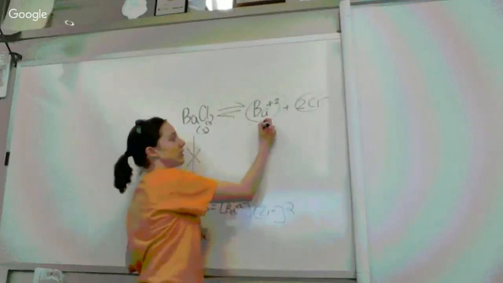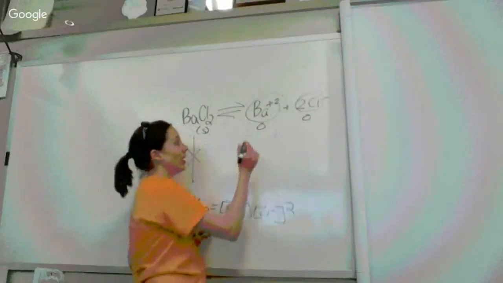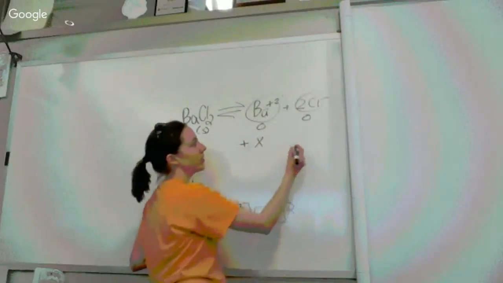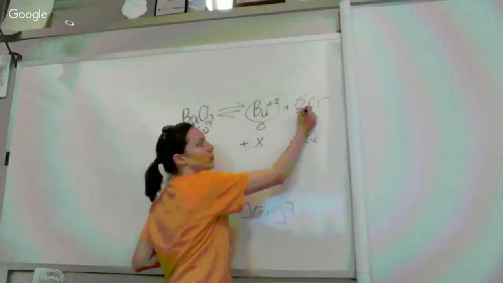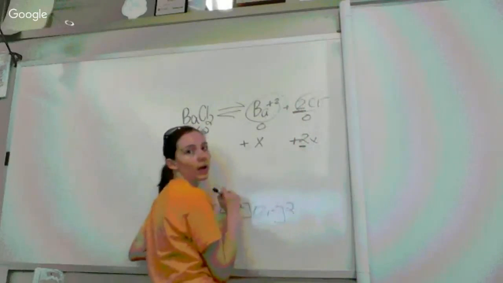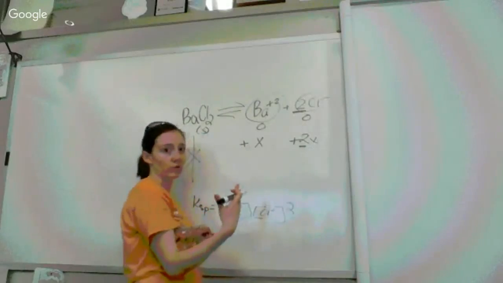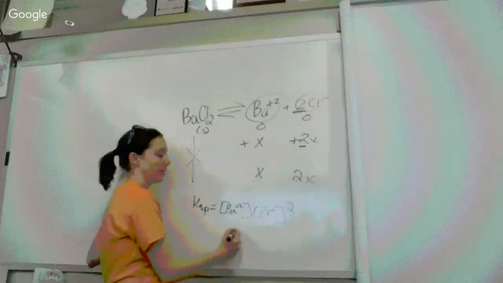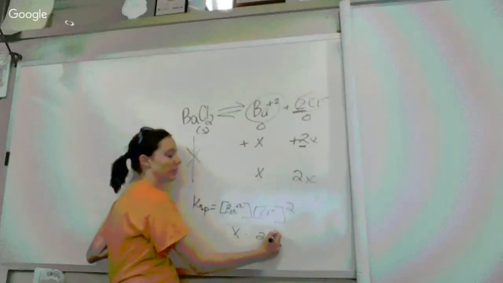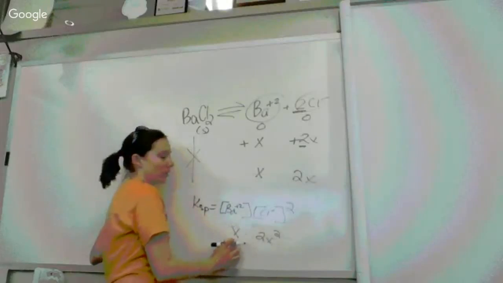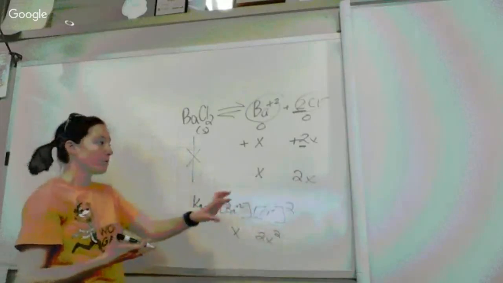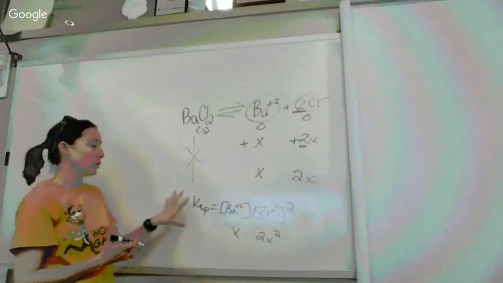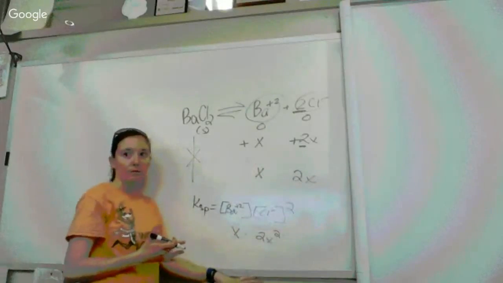So in this instance, if we started with nothing, then I know I'm going to shift it forward to make that. And then remember that whatever your coefficient is here has to be your coefficient there, because you still have a stoichiometric relationship. So you end up with x and then 2x. So when you go to plug these in here, x times 2x squared. So now you're either going to be told x, and then you can solve for KSP, or you're going to be told KSP and asked to solve for x.